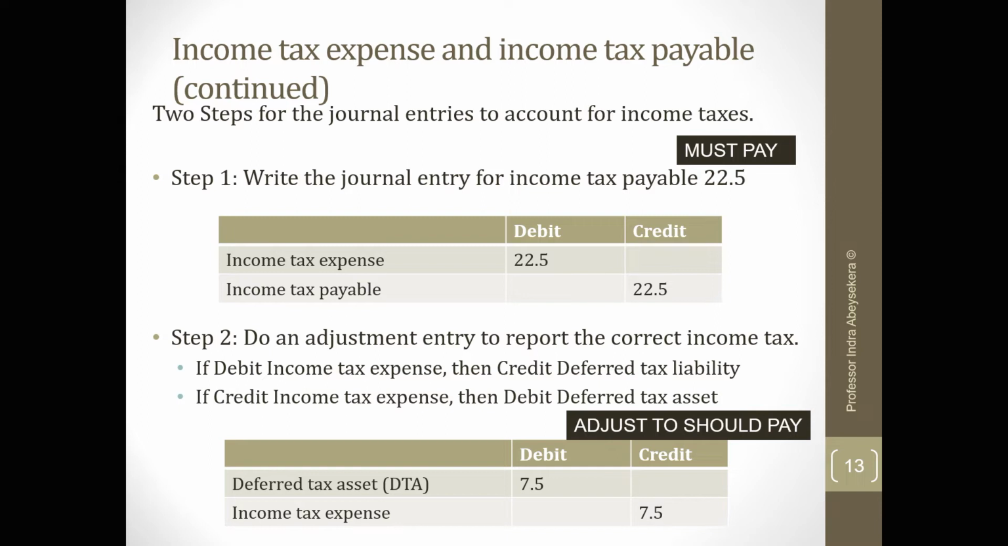So our journal entries, first one is for the must pay: debit income tax expense and credit income tax payable 22.5. And then the second journal entry is the adjustment to bring down the income tax expense, and to create the temporary tax difference. So we debit deferred tax asset and credit income tax expense 7.5.